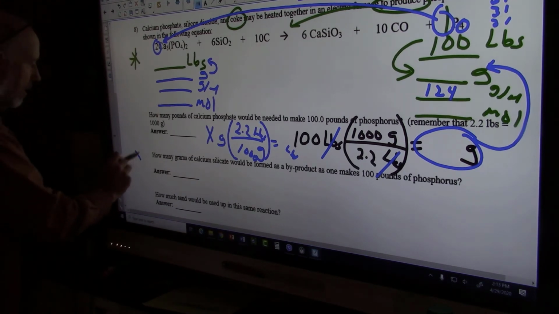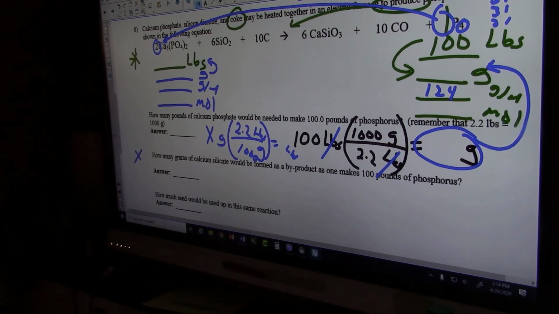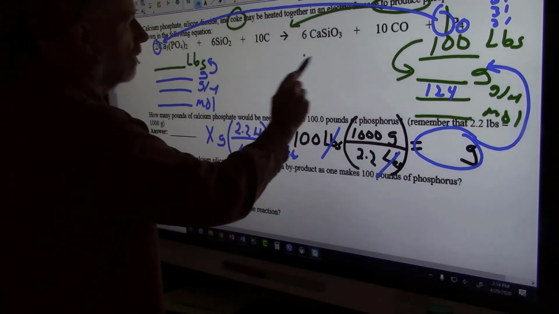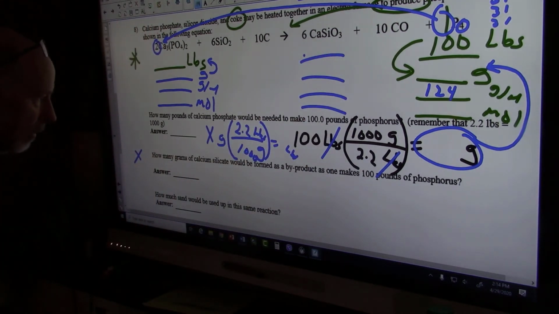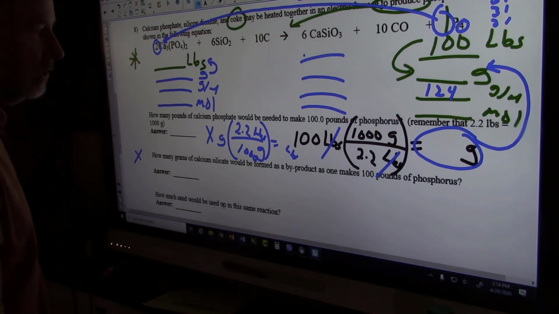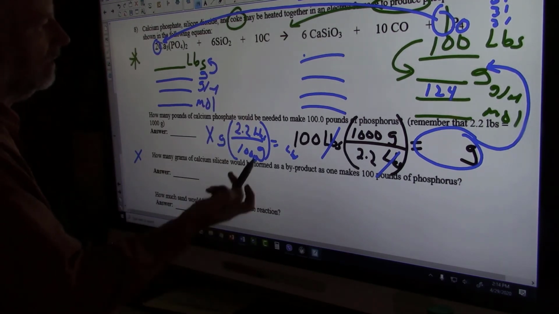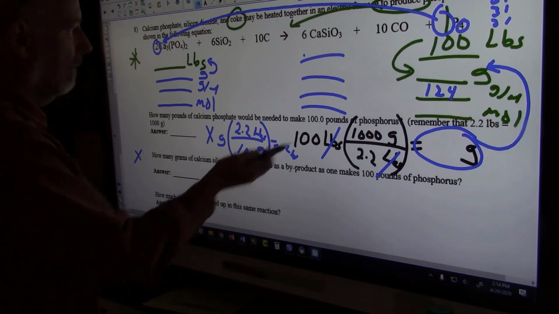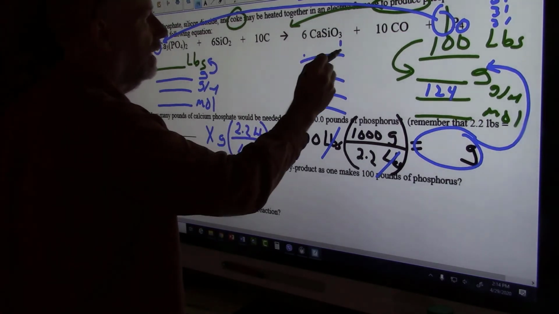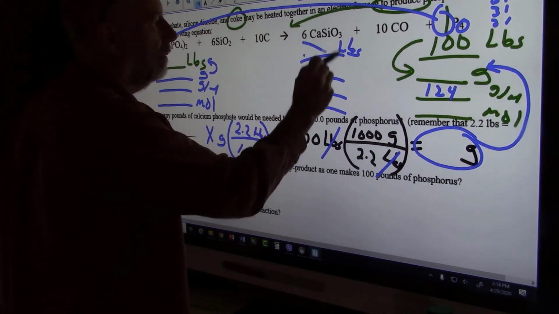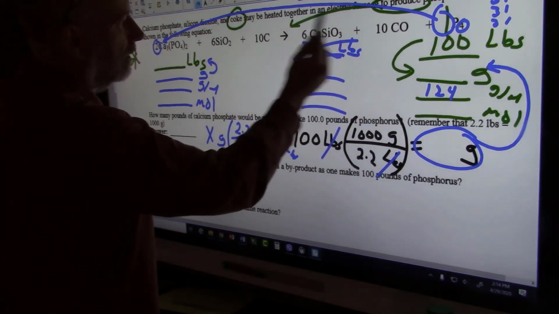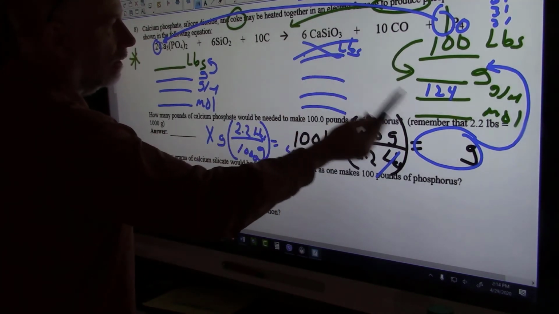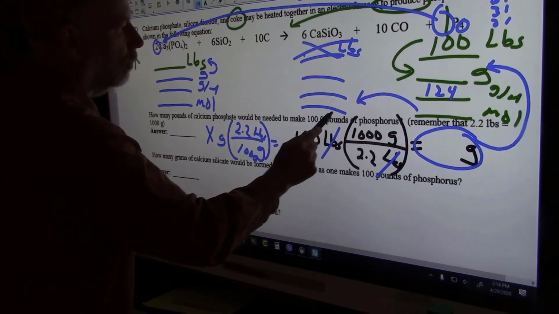Then you've got a problem down here. How many grams of calcium silicate? That's this one. How many grams of calcium silicate would be formed as a byproduct as you do this? All right, so basically it's saying how many grams. You don't have to switch this one to lbs. Boy, am I ever nice. Just go to grams. So it's a 1 to 6 mole to mole ratio here.